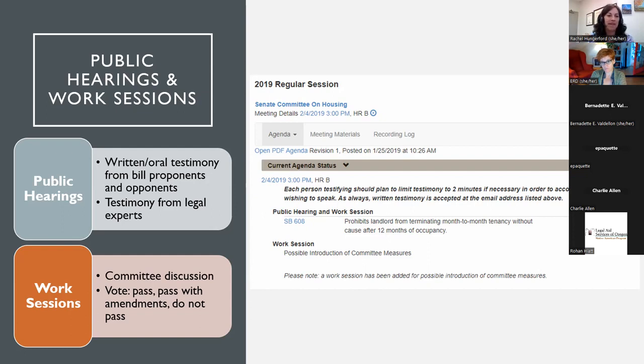And then the work session may be held separately, but often is held immediately after the public hearing on a bill, usually much shorter than the public hearing. The work session is for the committee members themselves to hammer out the bill and make decisions. So after they've heard from the public, they have what's called a work session where the members of the committee debate the bill and then hold a vote, and it will either pass with the amendments they were considering or not pass.